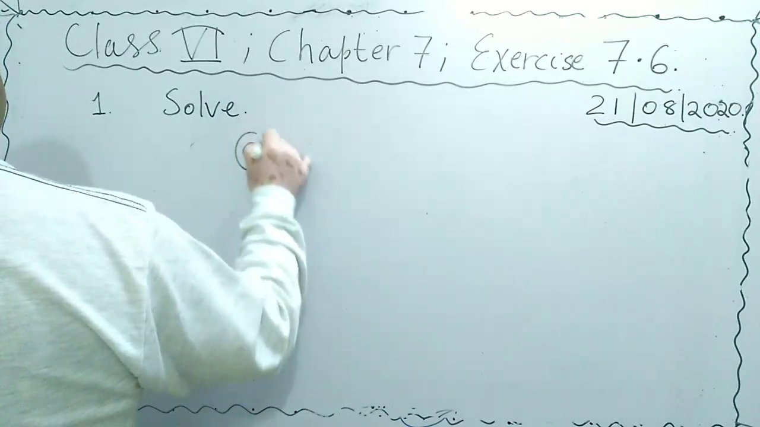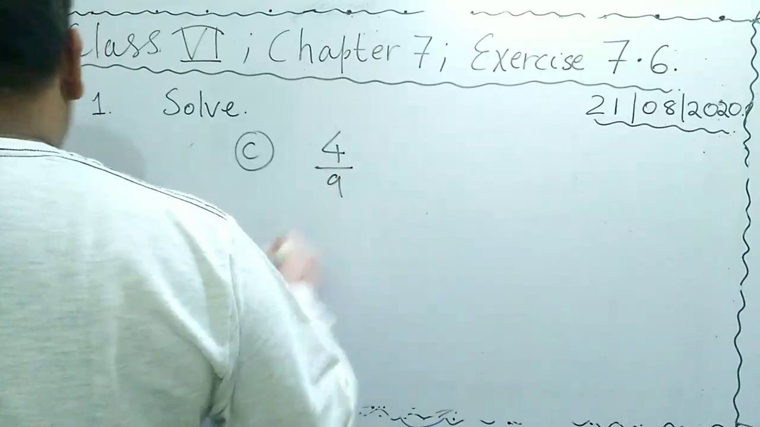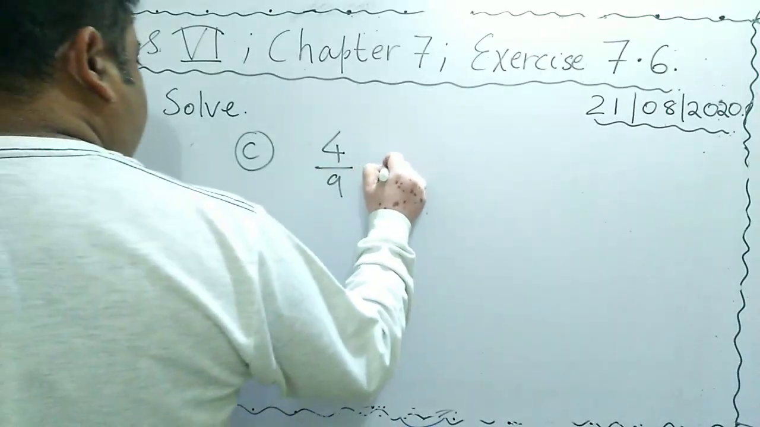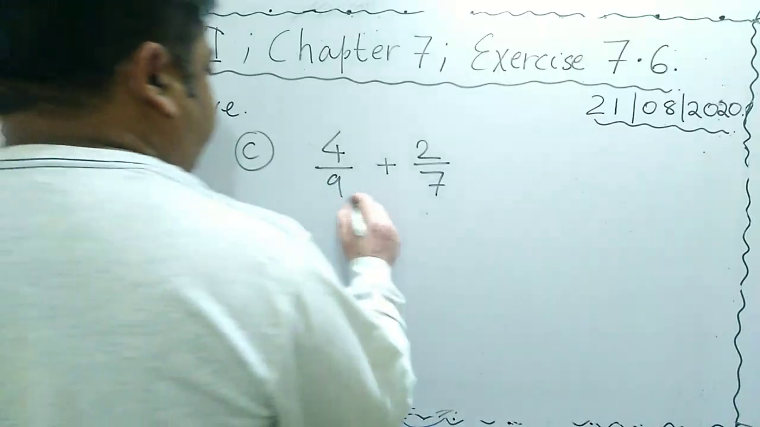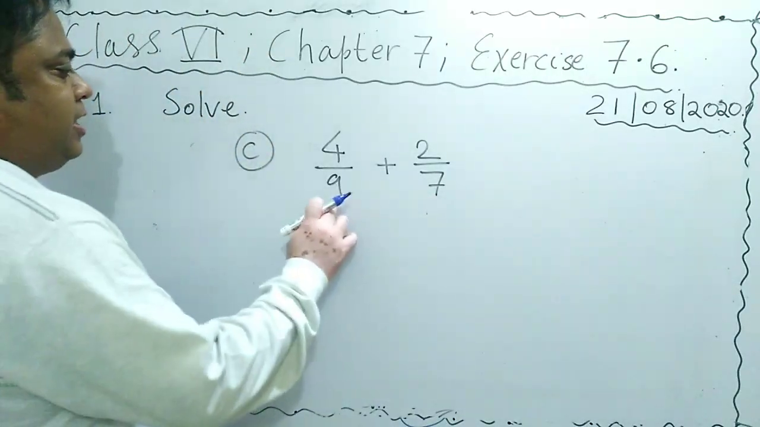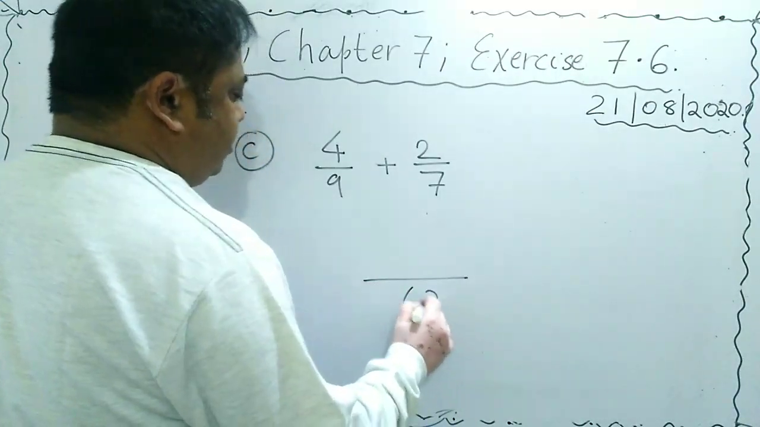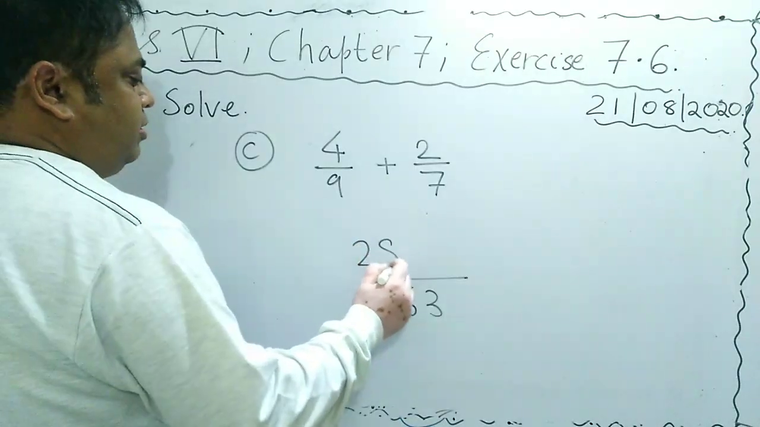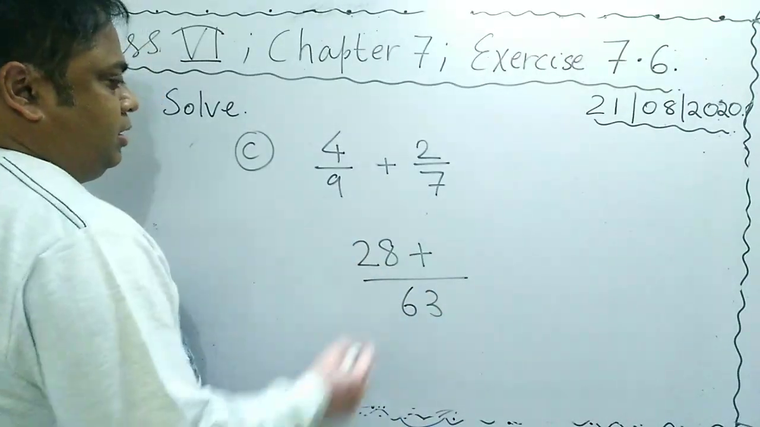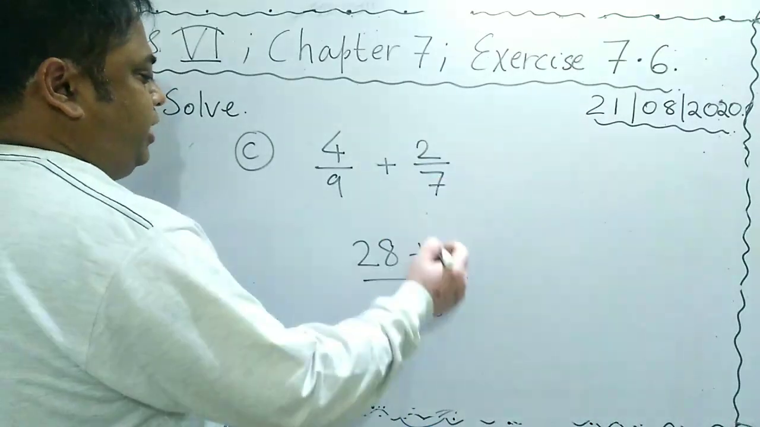Question number C. 4 by 9 plus 2 by 7. So we'll take LCM of 9 and 7. It will become 63. So 9 7s are 63 and 7 4s are 28. Here we will say 7 9s are 63 and 9 2s are 18.